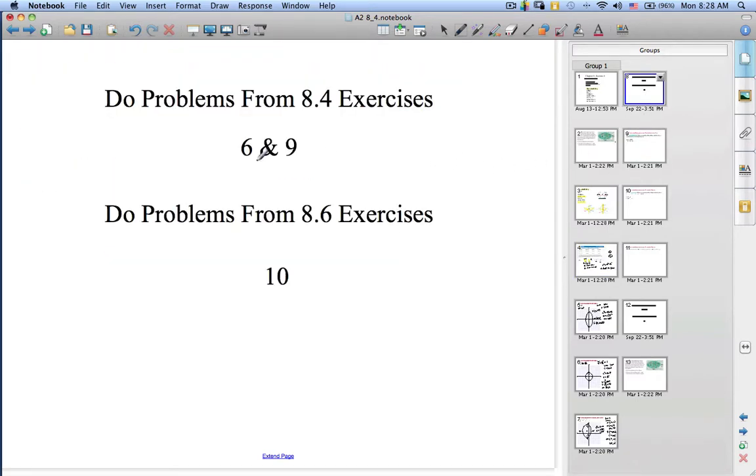So go ahead and practice graphing the ellipses. Do problem 6 and 9 from 8.4 and problem 10 from 8.6. And then come on back and we'll write some equations.